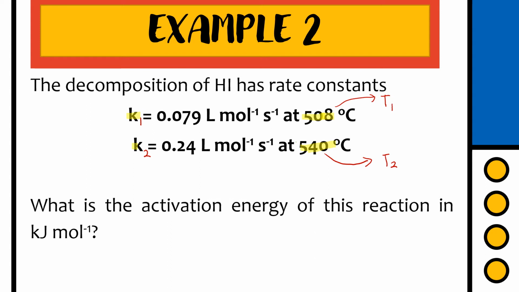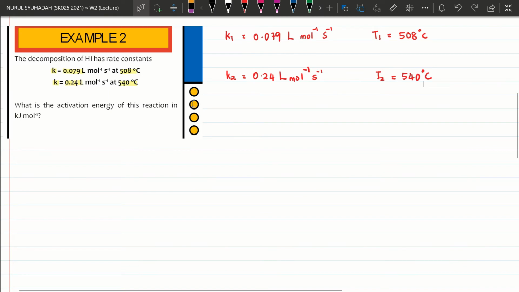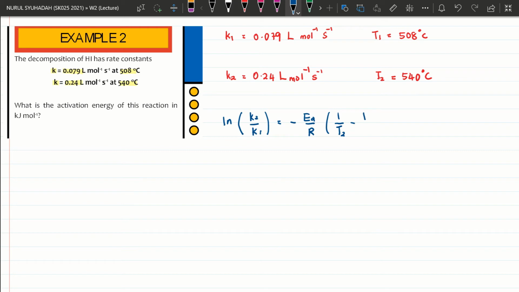Now let's take a look at how to solve this question. This is the information that we have just now, so I write it back here: K1, T1, K2 and T2. And the equation that we have decided to use is ln of K2 over K1 equals negative EA over R times 1 over T2 minus 1 over T1. Which one should be K2 and which one should be K1? It's up to you. Actually, you can put 0.24 as K1, but 540 will then be T1. You just need to make sure that the pair is the same. Which one is first and which is second doesn't matter. Just make sure that you use the correct equation.